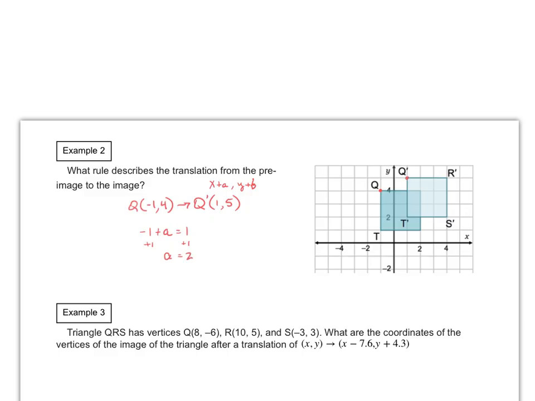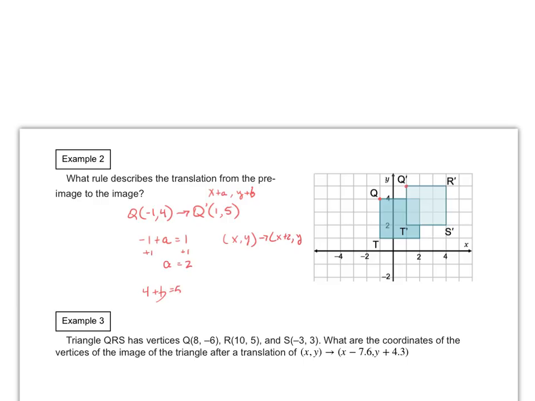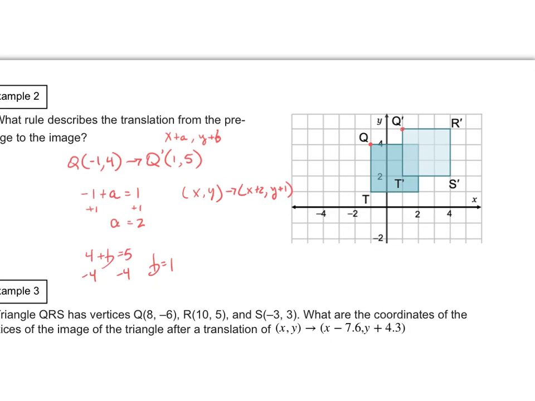So I know that my x, y map to x plus 2, and then y, what happened to y? I have 4 plus b equals 5. Subtract 4 from both sides, and then b is equal to 1. So y went positive 1. Mathematically, sure, we can do that. Sometimes the numbers are a little bit more difficult, or you can't see it on a graph, and I need to calculate those numbers, but that's what happens.